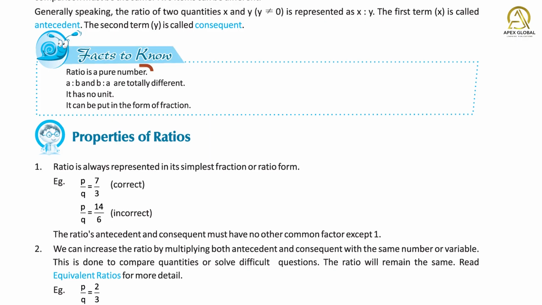Facts to know. Ratio is a pure number. A ratio B and B ratio A are totally different. It has no unit. It can be put in the form of a fraction.